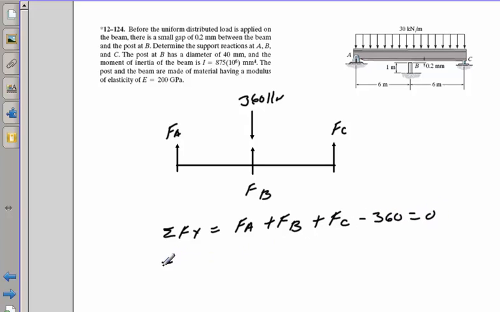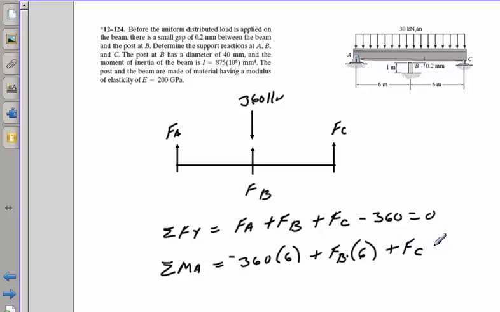We can take a moment around A. We will get 360 times 6, and we'll make that negative because it's going down, plus F of B times 6. Let's change that so it doesn't get confused there. Plus F of C times 12.